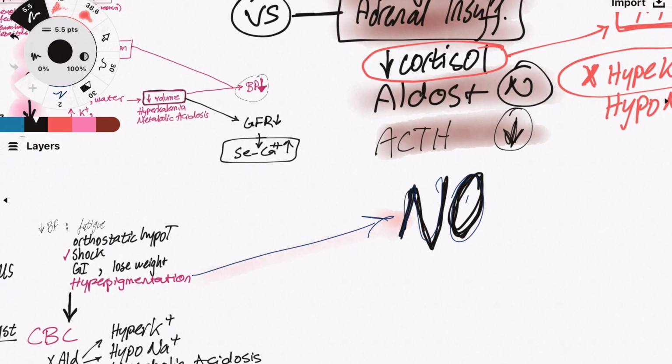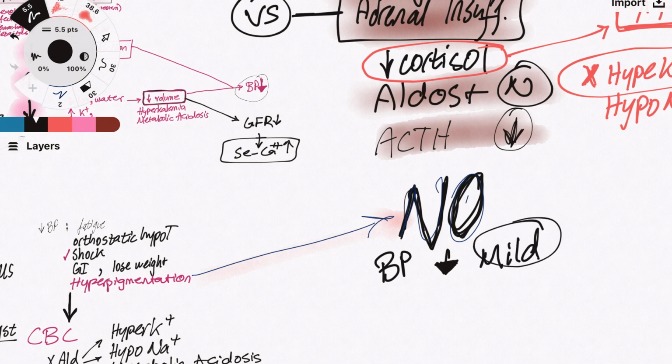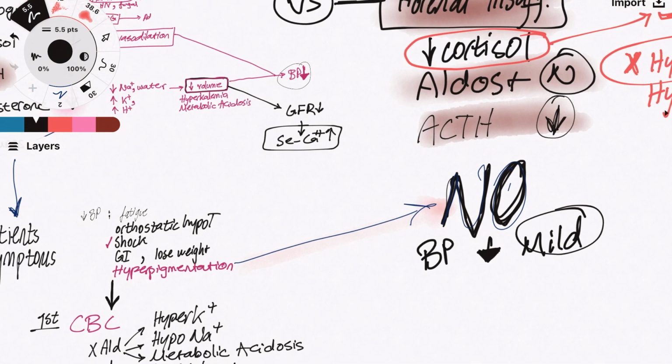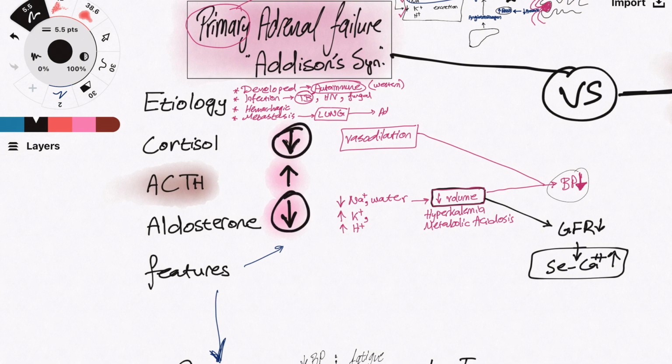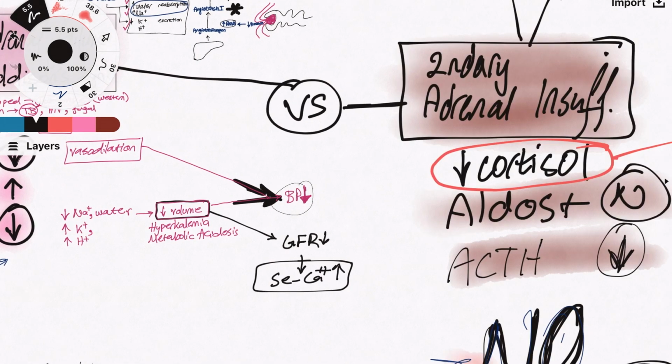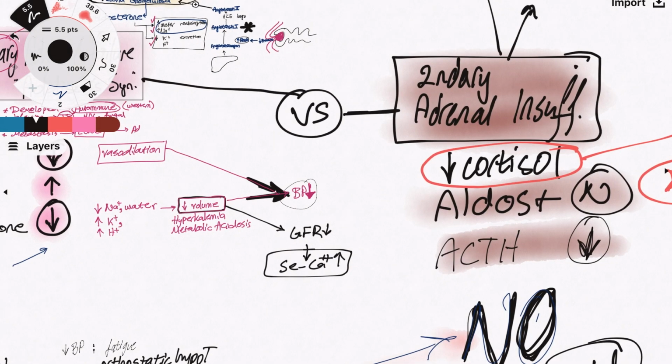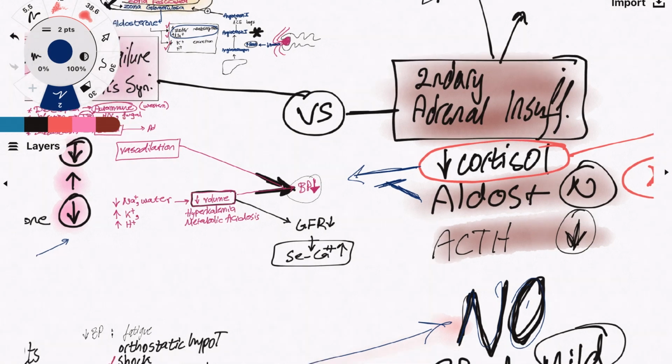What else? The blood pressure is going to be low here. Yes, of course, because we don't have cortisol. So there's a decrease in the blood pressure, but aldosterone is still working fine. So it is a mild hypotension. It would be more severe in case of Addison syndrome because both cortisol and aldosterone are low. So here we had two factors contributing to the low blood pressure, but in case of the secondary adrenal insufficiency, it is only cortisol, right? So aldosterone is trying to compensate here a little bit, right?